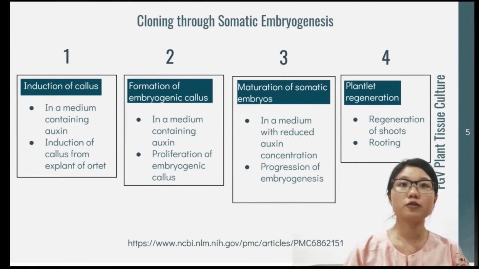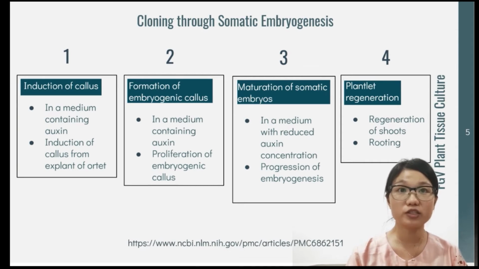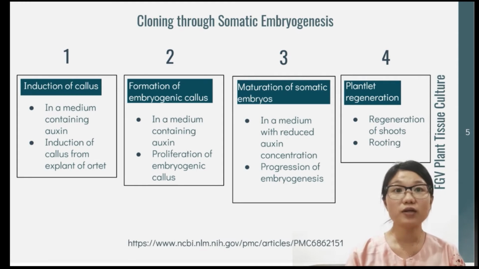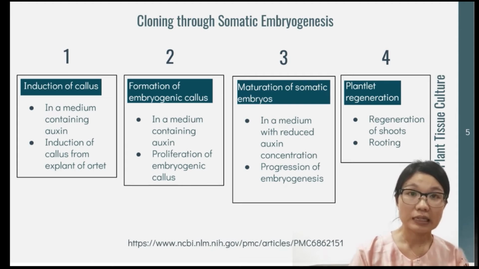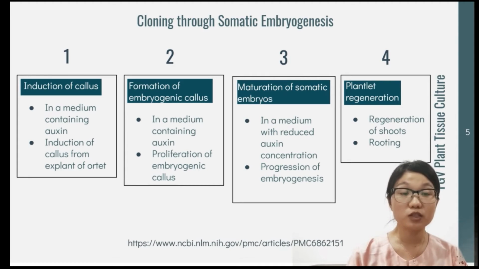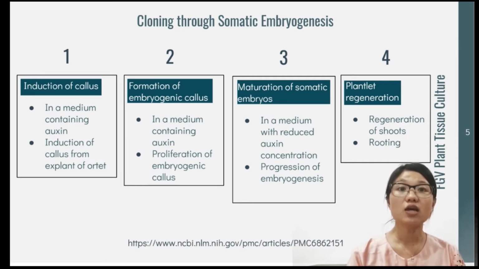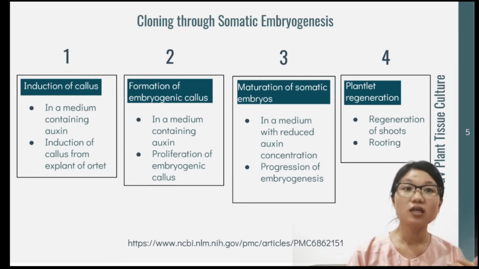Next, I will continue with cloning through somatic embryogenesis. Somatic embryogenesis is the commonly employed tissue culture approach for the micropropagation of oil palm, and it helps to maintain the high-grade performance of seedlings. There are a few steps involved in this method. First is induction of callus. In a medium containing auxin, induction of callus from explant of ortet, and this step takes around 3 to 12 months to complete. And next is formation of embryogenic callus.